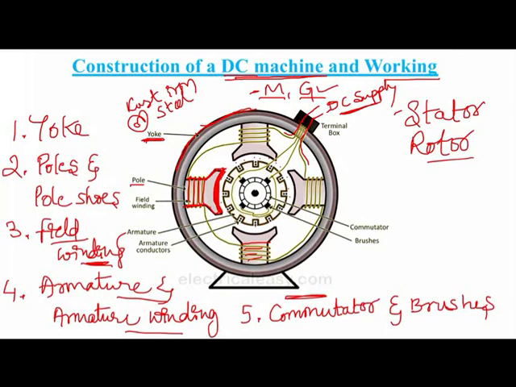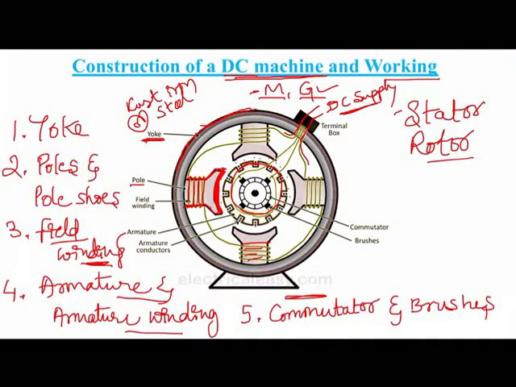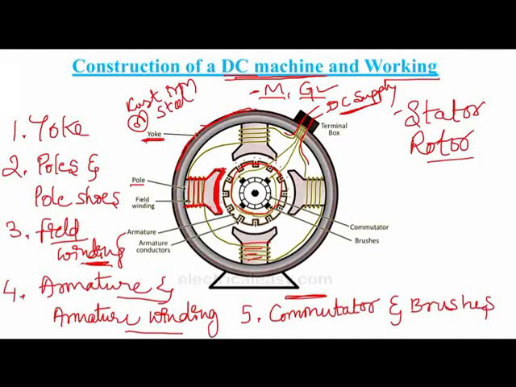So here you can observe this part is the armature. Armature means it is a place where we place our generating conductors. So this is the armature. Here you can observe at the outer periphery of the armature there are slots. In these slots we are going to place our conductors. Those conductors are called armature conductors, since we are placing them on the armature part. It is also called armature winding or armature coils.